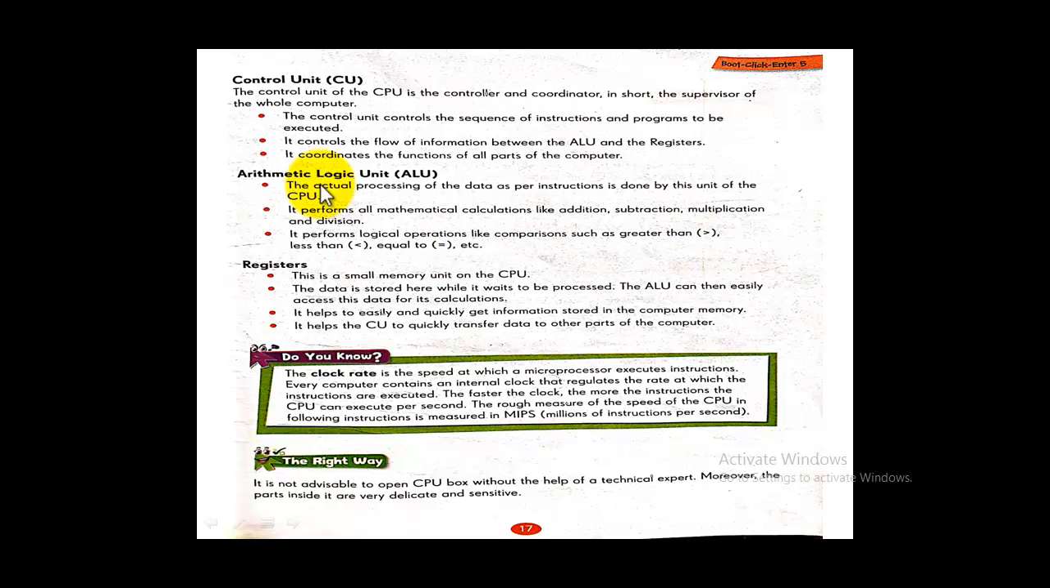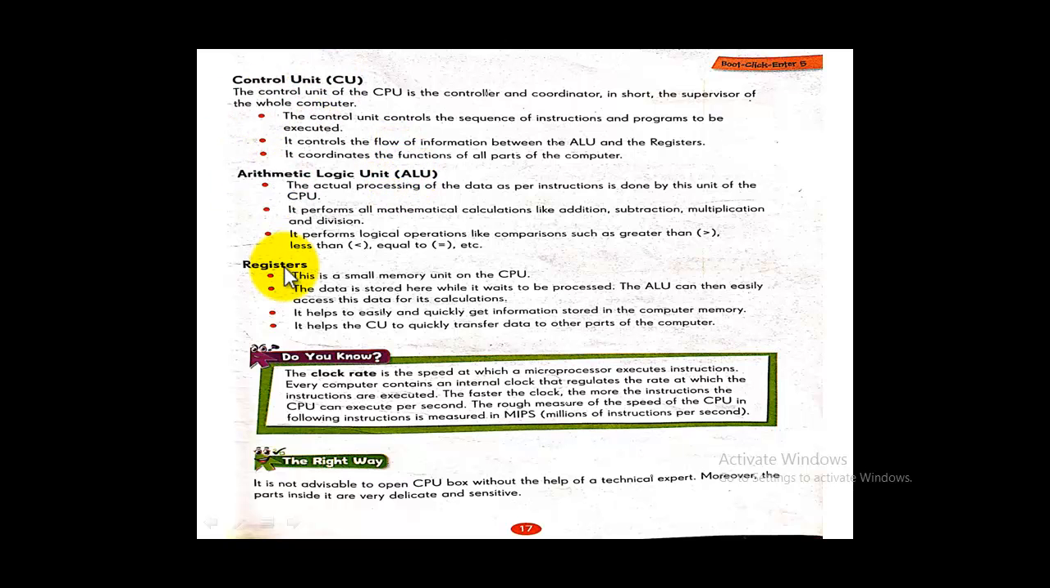Now arithmetic logic units are the actual processing units. The ALU performs mathematical calculations, and then it performs logical operations on some data. The name itself identifies it: arithmetic for arithmetic operations, and logic for logical operations. Now the first one is the control unit, the second one is the arithmetic logic unit.